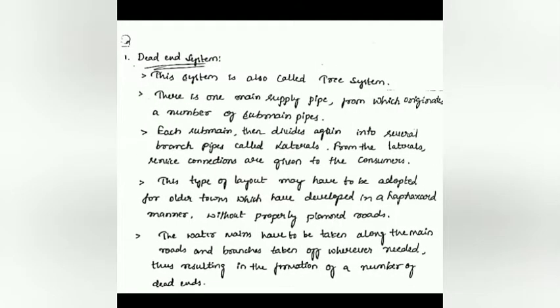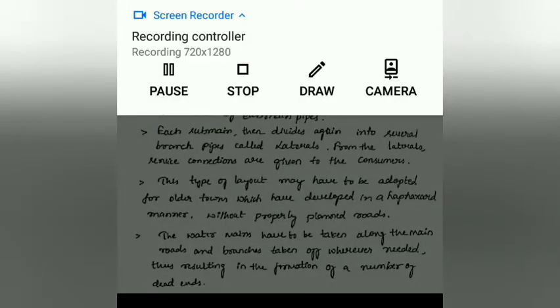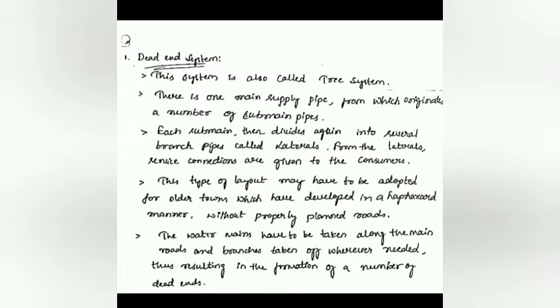First one we are considering is the dead end system. So dead end system, as the name itself is suggesting, each of the lines that is coming out will end up at some point. That is why we call it the dead end system. Usually for every road we say some dead end will be there. So at that point the pipe section will end. There is no interconnection between the pipelines. That is why this is called the dead end system. This system is also called the tree system. It looks like the branches of a tree. That is why this is called a tree system also.